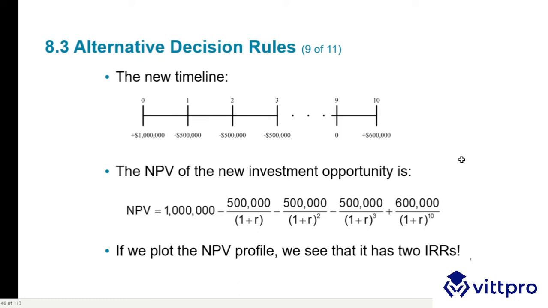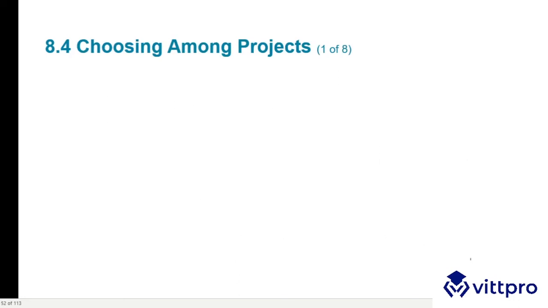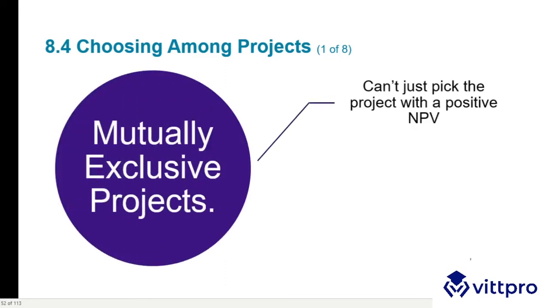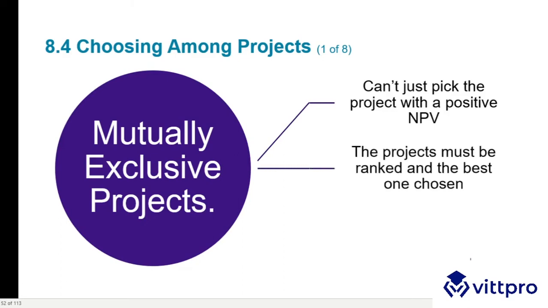So the easier way is just to calculate the NPV and be happy, right? The next topic that we want to tackle here is choosing among the different projects. If there are multiple types of projects with different lives and different lengths, the choosing is not very easy, right? There may be mutually exclusive projects, and so you just cannot pick the project with a positive NPV, right?